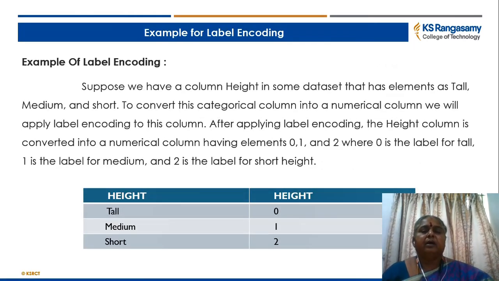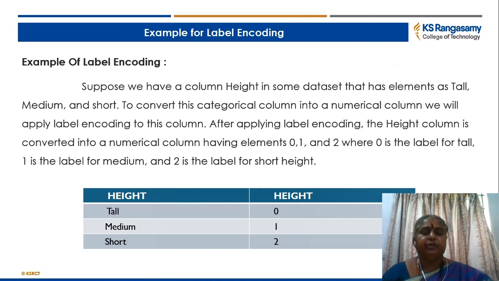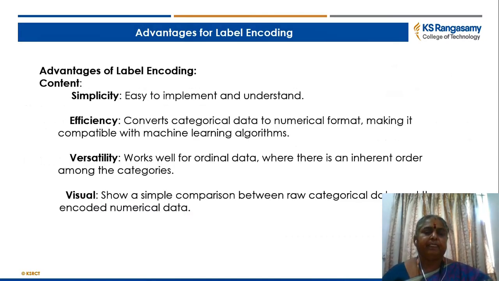Example: a data set has elements as tall, medium, and short. To convert this categorical column into a numerical column, we will apply label encoding to this column. After applying encoding, the height column is converted into a numerical column having elements 0, 1, and 2, where 0 is the label for tall, 1 is the label for medium, and 2 is the label for short height.